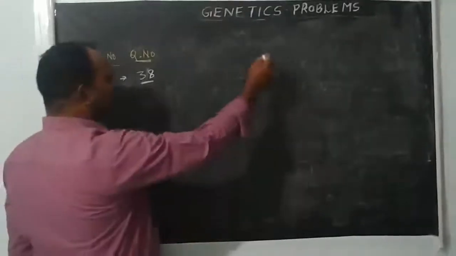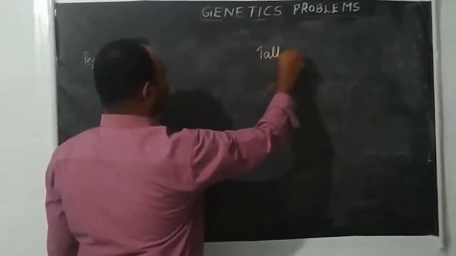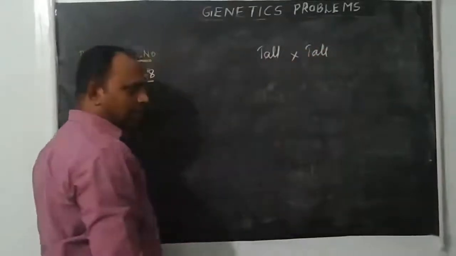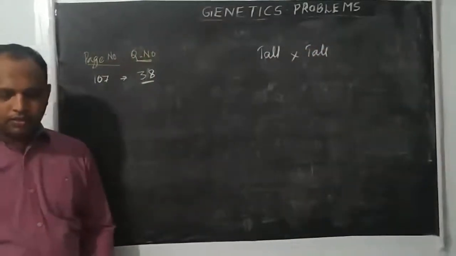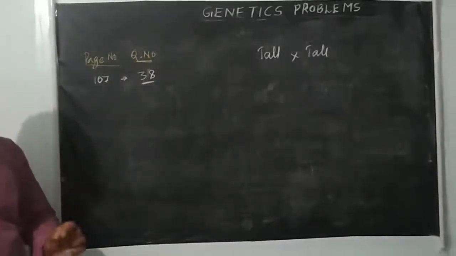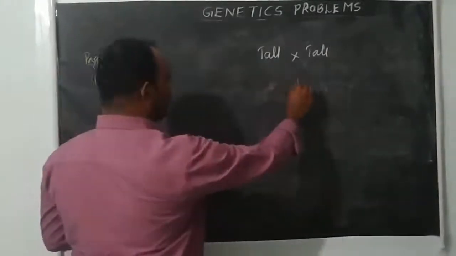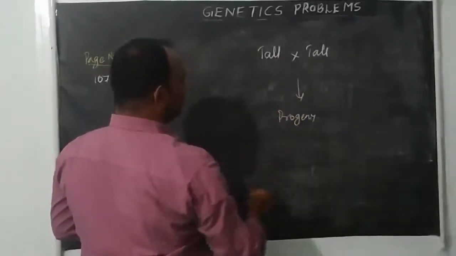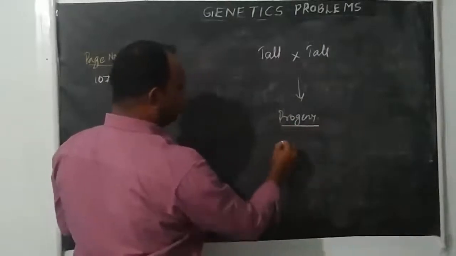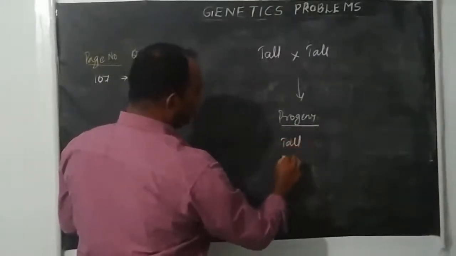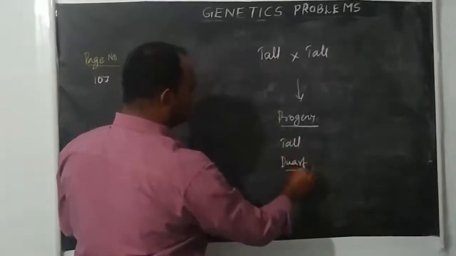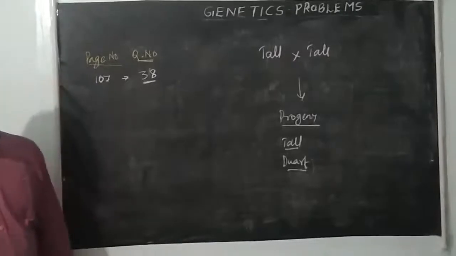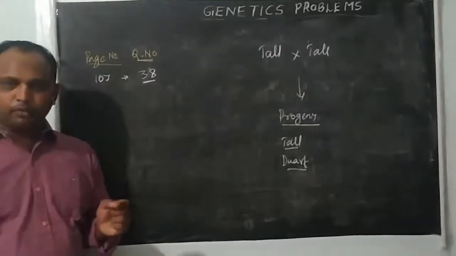Here they are going to cross 2 tall plants. So here 1 tall plant, another tall plant, resulting in offspring having a few dwarf. Here they are getting progeny. In that progeny, the tall progeny is also there and dwarf progeny is also there. Tall and dwarf progeny both are there. They are asking what would be the genotype of both of these parents.